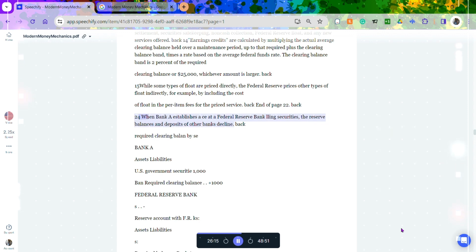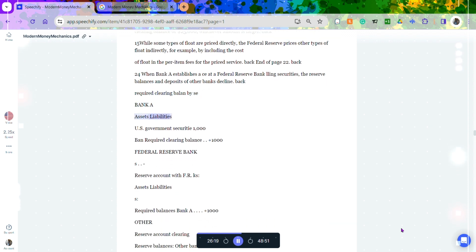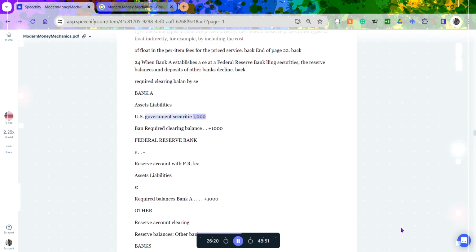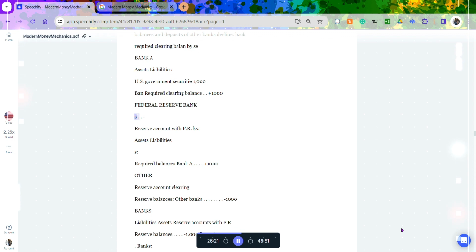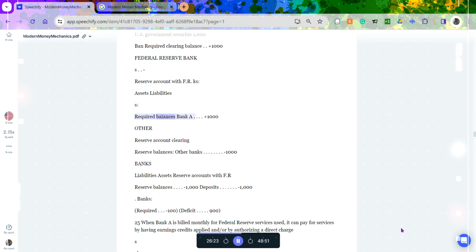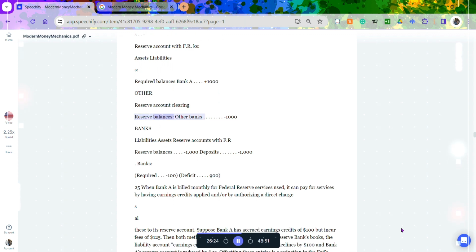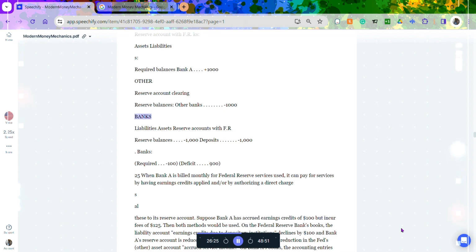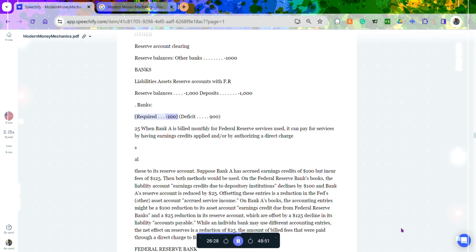24. When Bank A establishes a required clearing balance at a Federal Reserve bank by selling securities, the reserve balances and deposits of other banks decline. Bank A: assets, U.S. government securities minus 1000, required clearing balance plus 1000. Federal Reserve Bank: liabilities, reserve account with FRBs. Required balances, Bank A plus 1000. Other banks, reserve account clearing balances minus 1000. Banks: liabilities, deposits minus 1000; assets, reserve accounts with FR banks, reserve balances minus 1000. Banks required minus 100. Deficit 900.